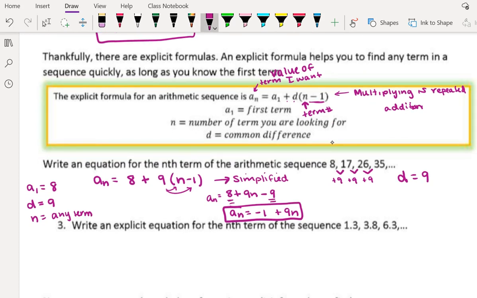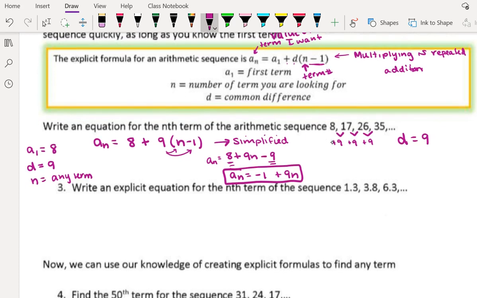Sometimes you will see it in a simplified form though. Okay, and doesn't this look familiar? Here I have an mx and a b, starting at negative 1 with a common difference or rate of change of 9. So this is really similar to everything that we've done in linear equations. Okay, so then let's do a couple more examples.